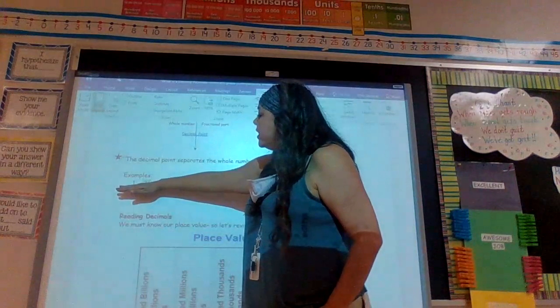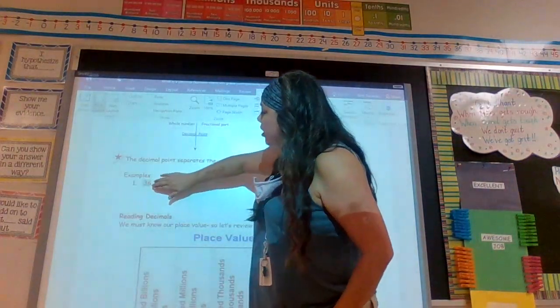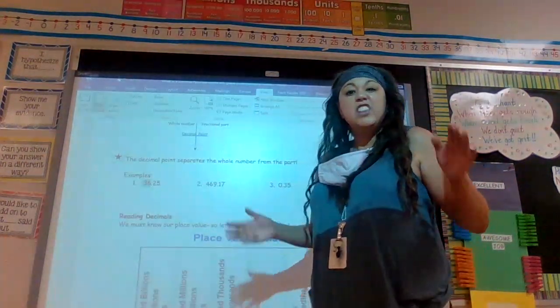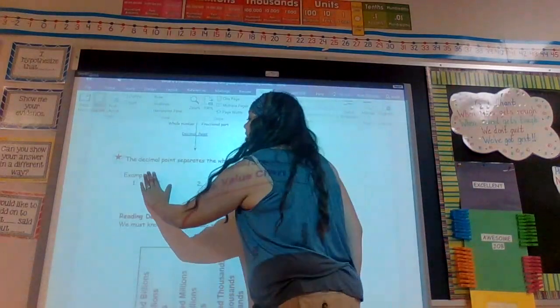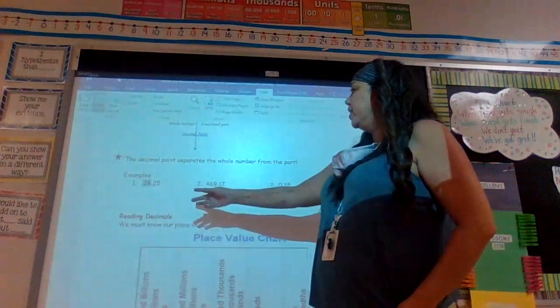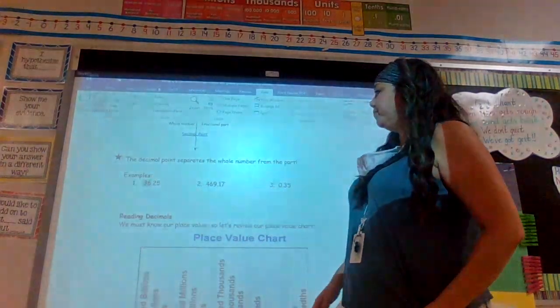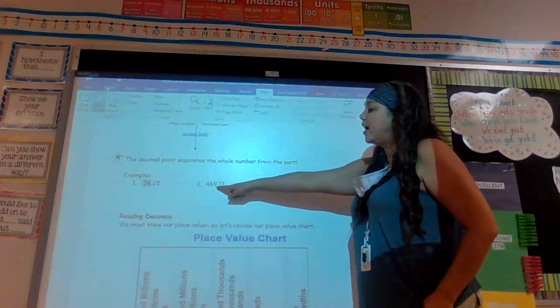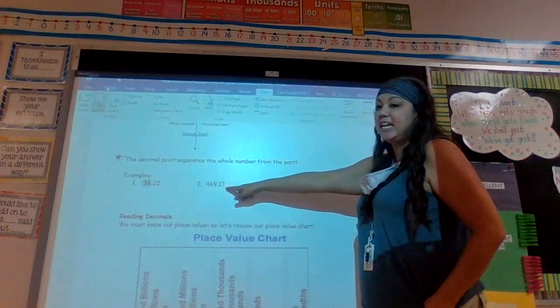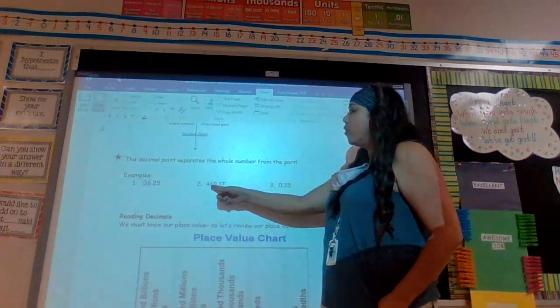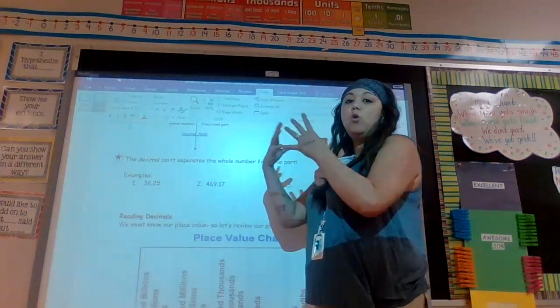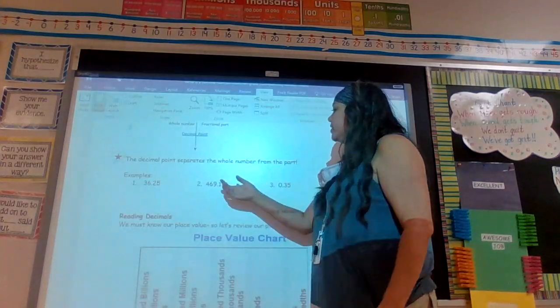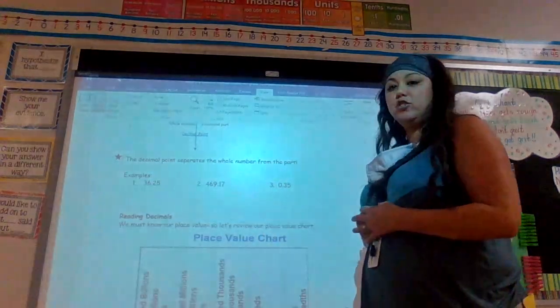So when you read this, it is 36. You read the whole number like you would normally read a whole number. Then all you do is read the back part of it just like a whole number. We're going to go into this, and it's 25 hundredths. On this one, this is 469 and 17 hundredths. The 469 is your whole number, okay? 17 hundredths is your part.